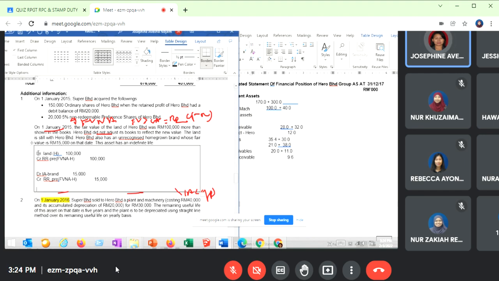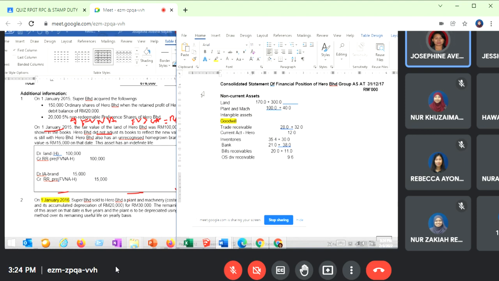So with that, we go to this land. You can see that the value of the land for the group has increased. So that means you go to the asset land here, and then you plus the 100,000. And then you go to brand. There is your intangible asset brand. Okay. So you're going to recognize a group asset. And since there's no amortization on that, you can just put the figure right at the end. Okay, 15,000. Okay.